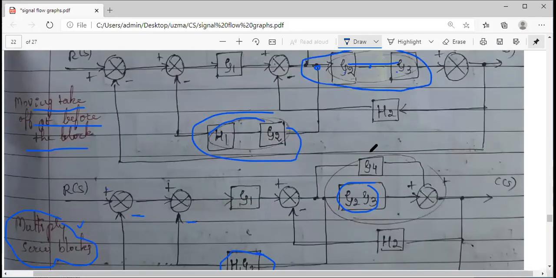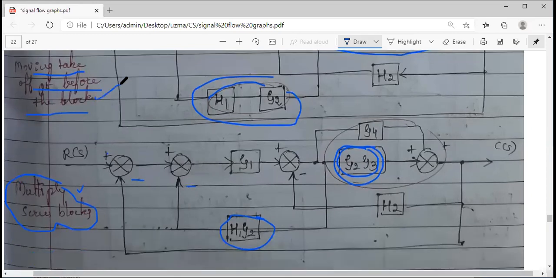No doubt you're applying the rules. When you apply, that particular part will change. The remaining part of the block diagram should be drawn as it is, with plus and minus, everything as it is. Okay. So one rule is moving the takeoff point before the block. Then I have used a series. Two blocks are in series, so I have multiplied.